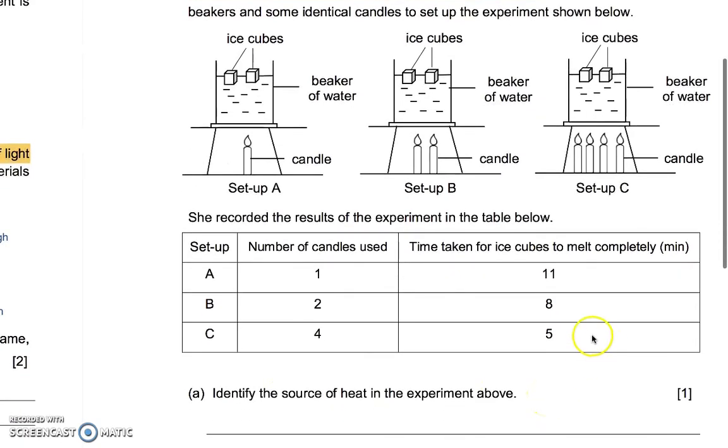So this is the one that took the fastest time, setup C, and setup A is the one that took the longest time. So let's write down that C melts the fastest and setup A melts the slowest. Okay, and you notice this time we're using the superlatives slowest, fastest, because we're comparing 3 different setups.